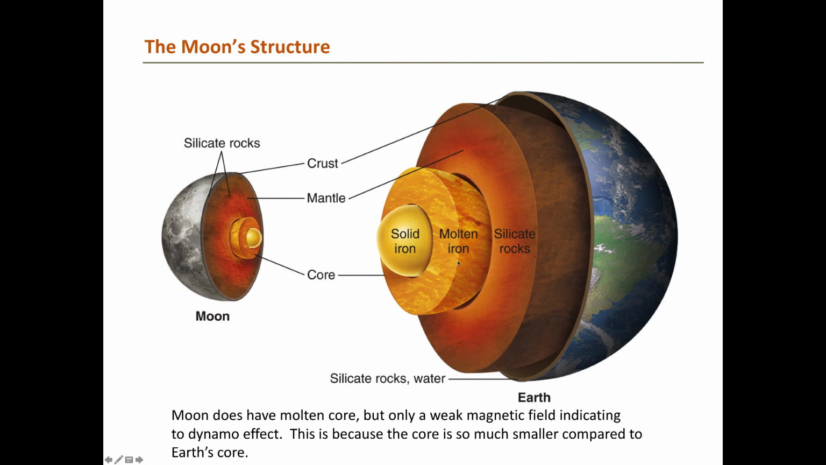So remember, this molten iron core is what is giving us our magnetic field. And the moon really has a tiny, weak magnetic field. And we think this is because the core is so much smaller relative to the size of the moon. So it really doesn't have much going on geologically either.